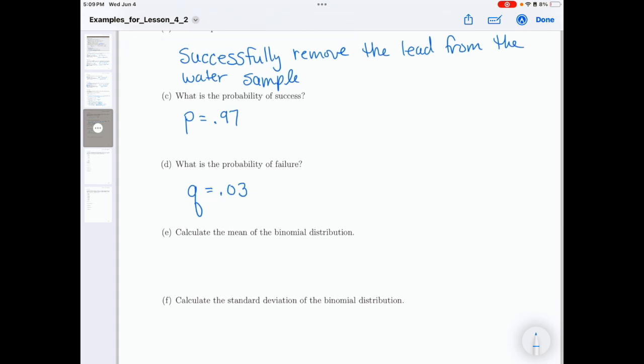For part E, calculate the mean of the binomial distribution. The mean is equal to n times the probability of success, our P. In this case, n is 30. We have 30 trials, and our probability of success is 0.97. So when we multiply that out, we're going to get 29.1.